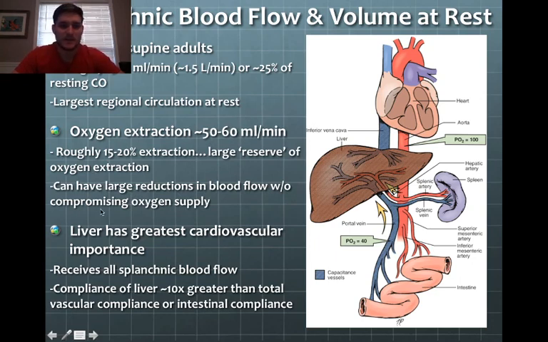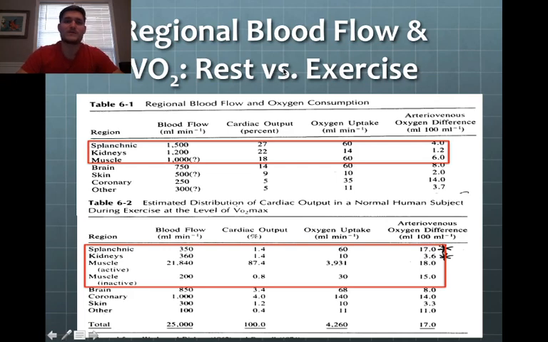So luckily, we can increase oxygen extraction from the limited blood that it has, and this is going to help make the difference. And so the liver has the greatest cardiovascular importance. It's going to receive all of the splanchnic blood flow, and it's going to help filter out some of the nutrients and materials within that blood. But this region is highly compliant. It's 10 times greater than the total vascular compliance or intestinal compliance. And so a lot of times, even just by breathing, your liver swells up with blood. So it's going to hold on to a lot of blood volume at rest. And if we don't redirect some of that blood flow away, it can have detrimental consequences as far as cardiac output and blood delivery is concerned.